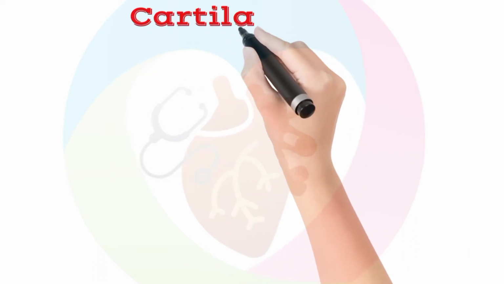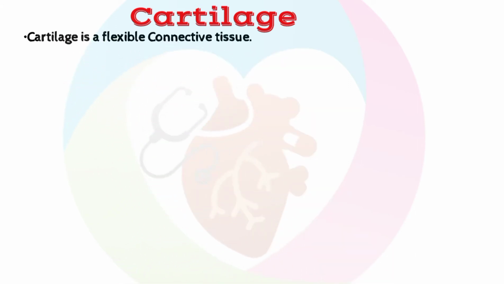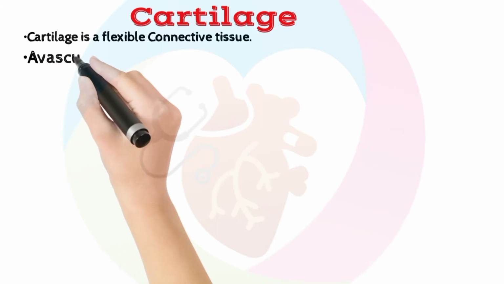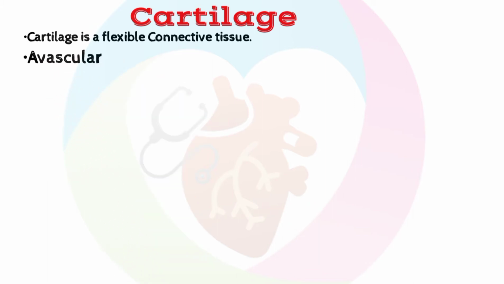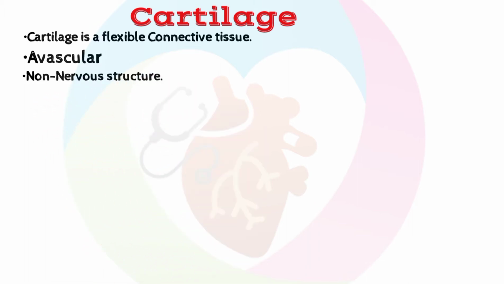In this video, we will study the anatomical histology of cartilage. Cartilage is a flexible connective tissue. It is present in the nose and ear. It is avascular, which means there is no blood supply in the cartilage. Cartilage is a non-nervous structure, meaning no nerve supply inside it.